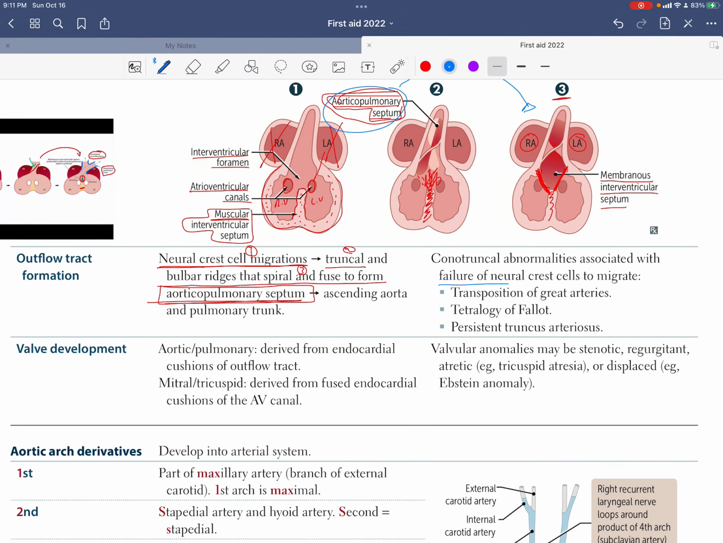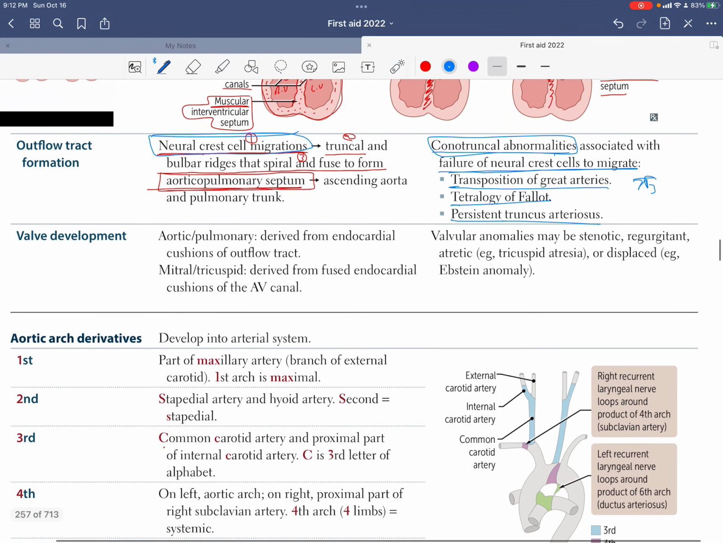So if a problem happens here, then it's due to the failure of a neural crest cell's migration. So a defect in the first step leads to an abnormality called conotruncal abnormality. That is three T's. It's just the T letter out of each word: the transpositioning of raised arteries, the tetralogy of Fallot, and the persistent truncus arteriosus.